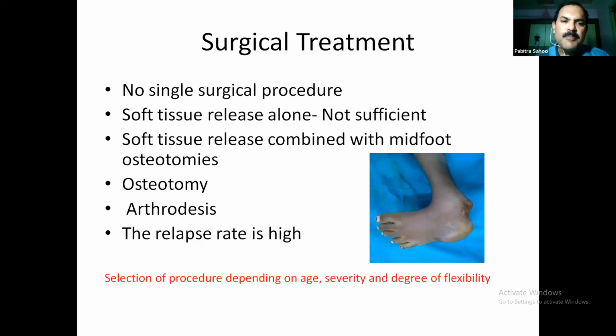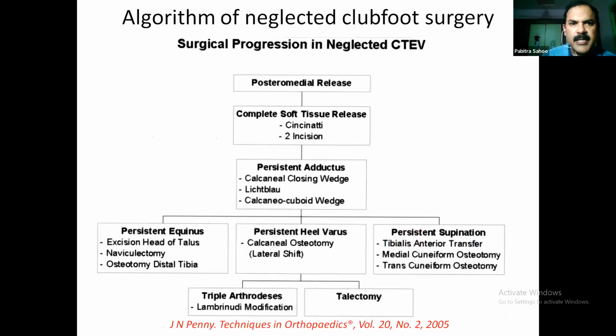At that time, soft tissue release along with some osteotomy is required, or sometimes arthrodesis is required, but the relapse rates are very high. So the deformity must be well corrected and well maintained for a long period. A minimum of 3 months must be utilized to prevent recurrence. So the selection of procedures depends upon age, severity, and degree of flexibility of the neglected clubfoot. This is an algorithm I have taken from Techniques of Orthopedics, published in 2005.